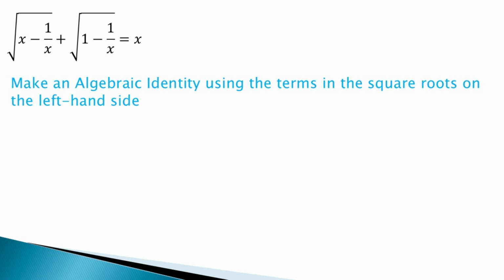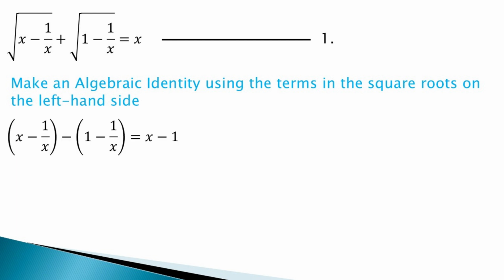So to avoid all this trouble, we make an algebraic identity using the terms in the square roots on the left hand side, and we denote the original equation as equation 1. We choose the first two terms, which are x minus 1 by x and 1 minus 1 by x, and take their difference. The difference of these terms is equal to x minus 1, and this is an algebraic identity true for every value of x.